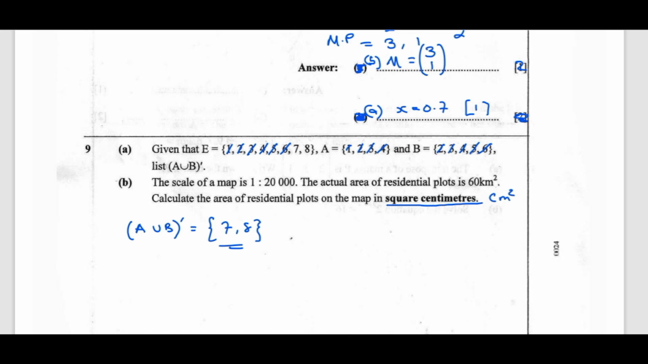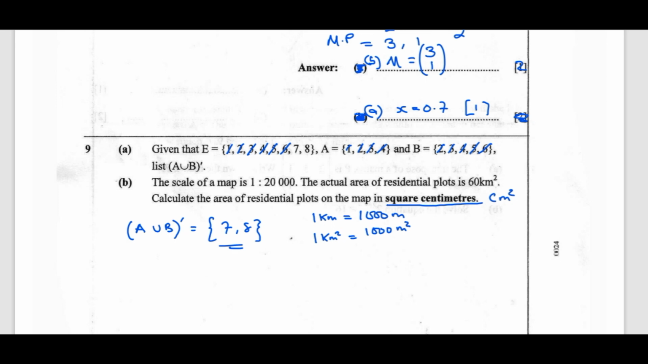So what are we going to do here? First of all, we have to change kilometers into centimeters. Now how do we change kilometers into centimeters? We'll say 1 kilometer is equal to 1,000 meters. Now, because this is a square, we'll say 1 kilometer squared is equal to 1000 meter squared. Because this is squared, what are we going to do?